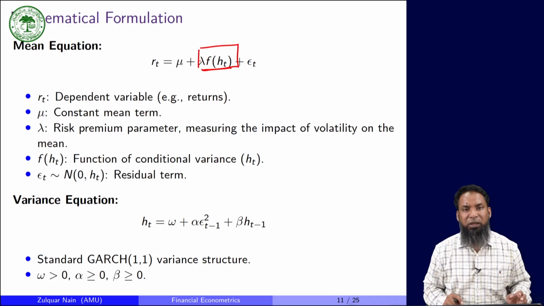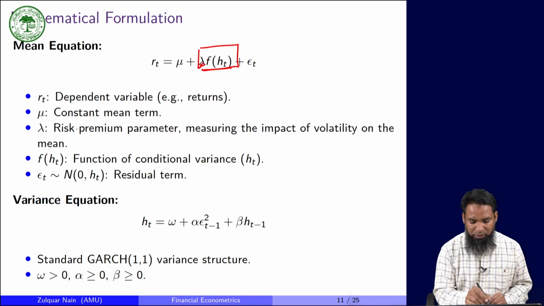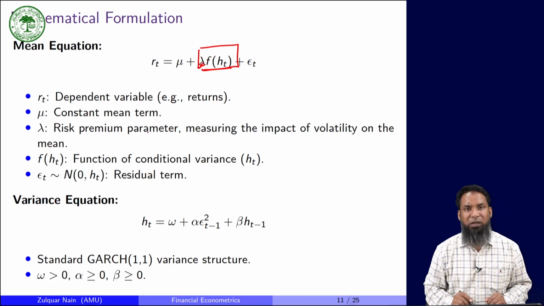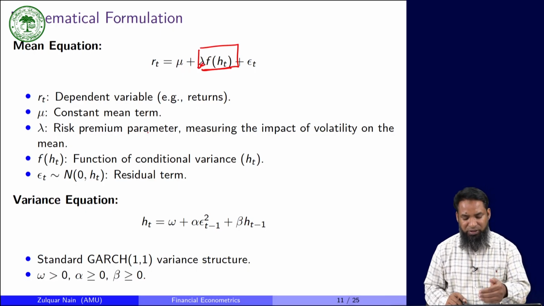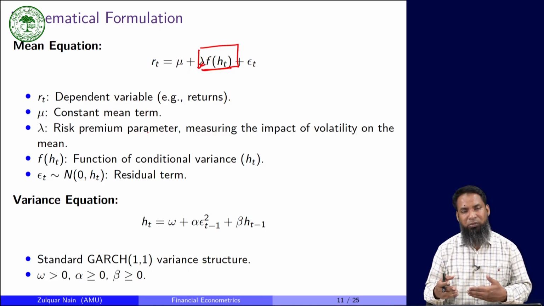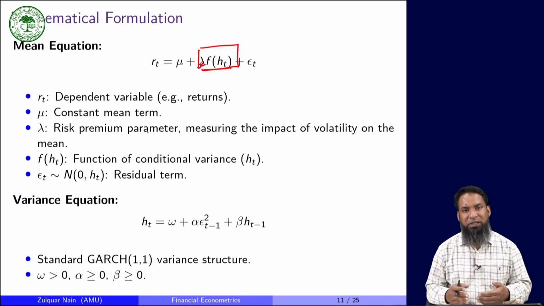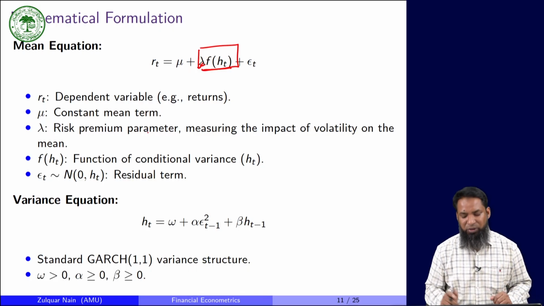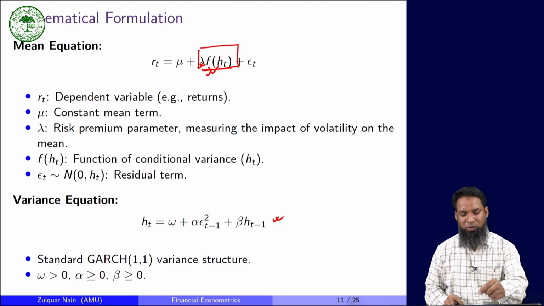Here r_t is the dependent variable, basically return. mu is the constant, and lambda is what we call the risk premium parameter, measuring the impact of volatility on the mean. This f(h_t) is a function of the conditional variance. It could be the square root of h_t, or we can simply include h_t. And the variance equation is the same as we have in the GARCH(1,1). The only addition we are making is including a conditional variance into the mean equation.